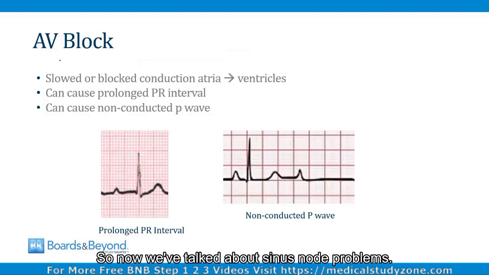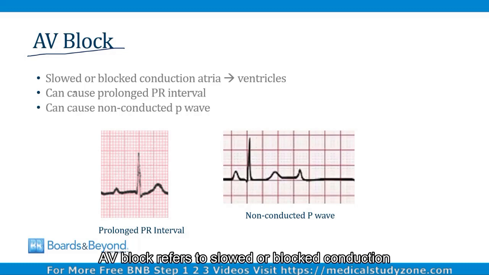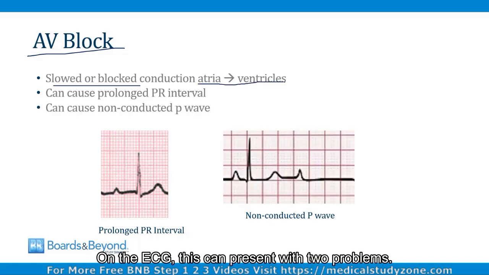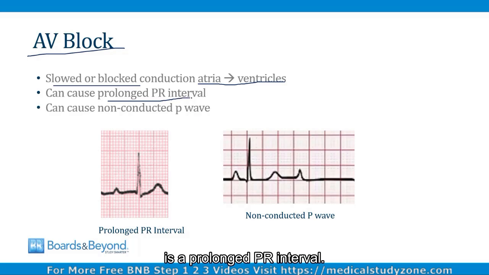So now we've talked about sinus node problems. Let's switch gears now and talk about AV block, which is the second way by which patients can become bradycardic. AV block refers to slowed or blocked conduction of electrical impulses from the atria to the ventricles. On the ECG, this can present with two problems. The first thing that you may see in patients with AV block is a prolonged PR interval.